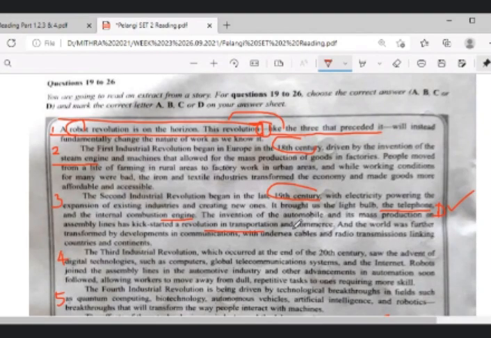Okay, as well as trade, and the world was further transformed. So the world was further transformed, developed or changed by the developments in communication. Developments in terms of communication, telecommunication. Alright, so this is actually another clue for you to get the answer.